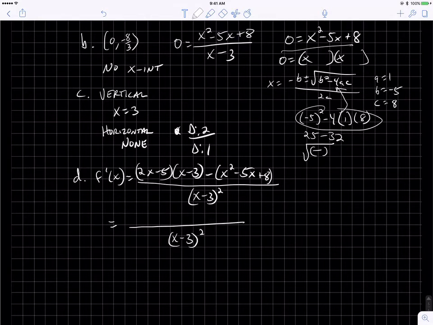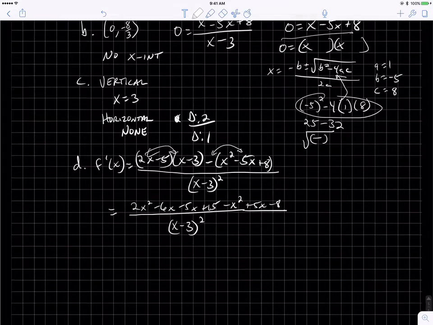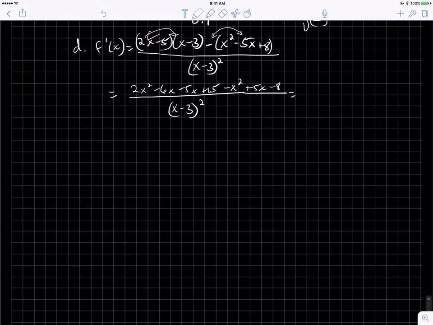In the numerator, I guess I will multiply these two things together. I'll distribute the negative, so essentially multiplying those things, and then collect to make one big quadratic. So I've got 2x squared minus 6x minus 5x plus 15 minus x squared plus 5x minus 8. So the x squared is 2x squared minus x squared is x squared. The x's, I got negative 6 minus 5, that's negative 11, plus 5, negative 6. And then 15 minus 8, plus 7.